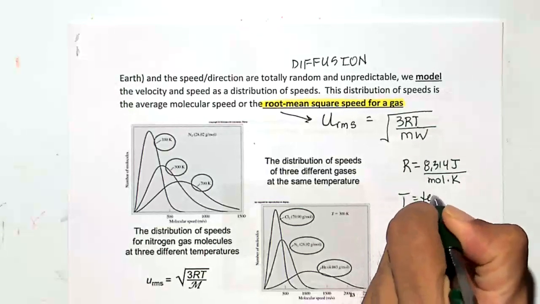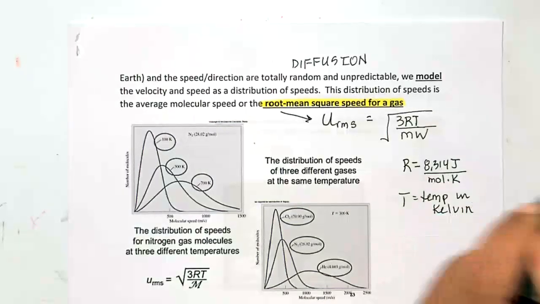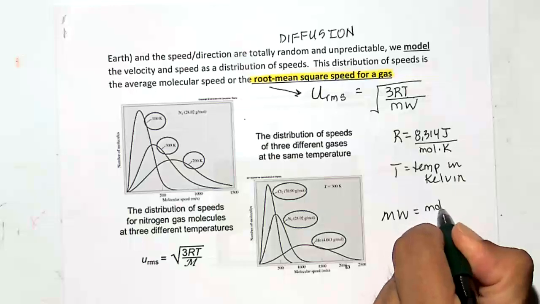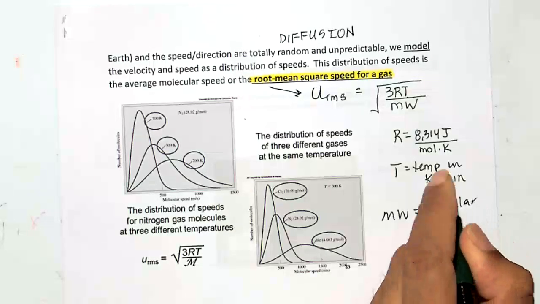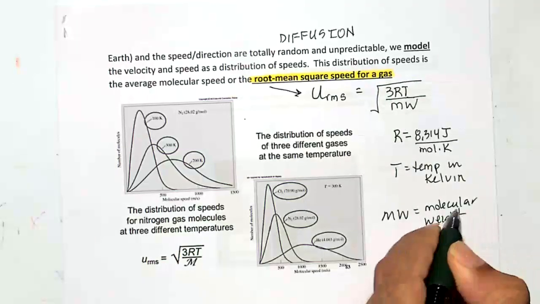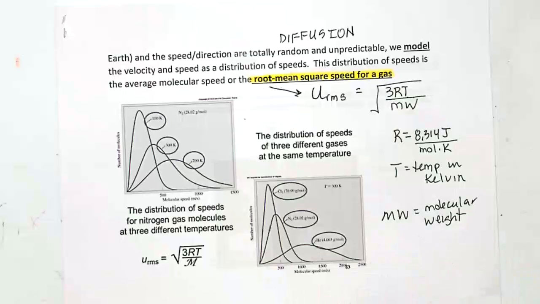And that's R. T is temperature, which must be in Kelvin. And then M is the molecular weight, but interestingly and importantly, it's not in grams per mole. It must be in kilograms per mole.